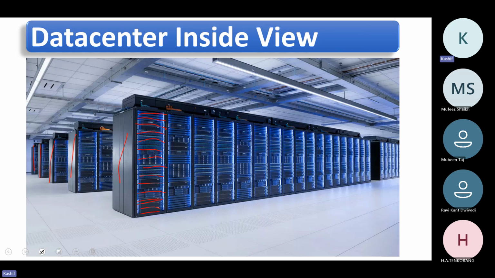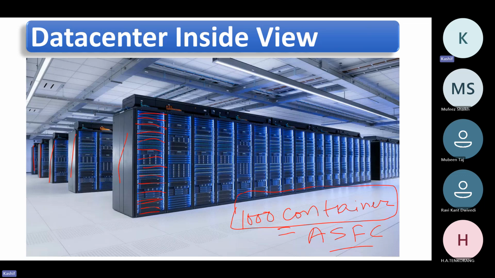So the combination of containers, let's say 1000 containers, what is that called? The combination of 1000 containers is called an Azure Service Fabric Cluster. So in one cluster, you will have thousands of containers. Inside those thousands of containers, you have servers. For example, inside 1000 containers, you may have 50,000 high configured servers. And Intune services are running on those servers.